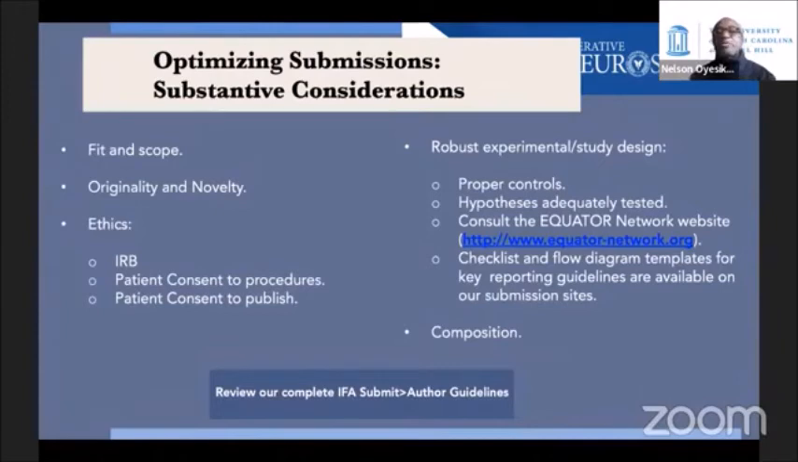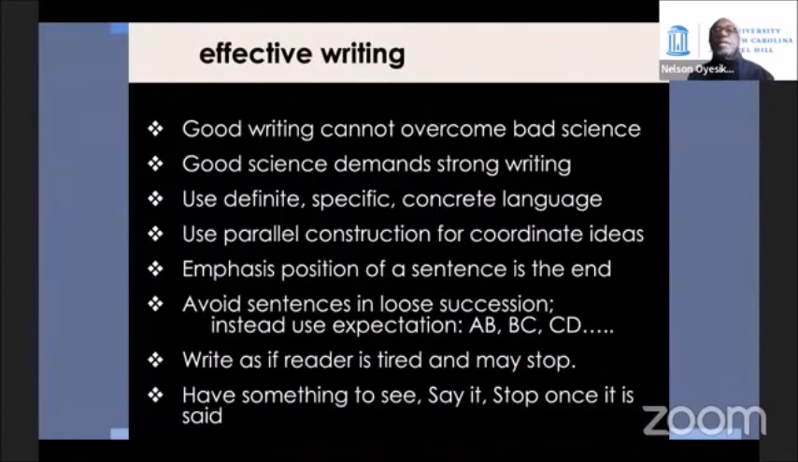Some of the other things I've mentioned include this, and I'll pay attention to one thing: the design of studies. Make sure that the controls are there, the hypothesis is adequately stated, and be sure to use the guidelines for the Equator Network.